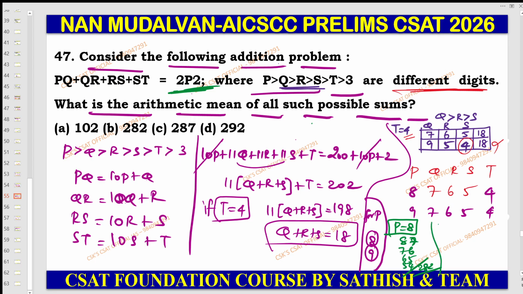Understood? 2P2 format. Then P is equal to 9. Then it becomes 97, 76, 65, 54. Then you will be getting 292. Check here: P is 9, here also 2P2, 292. Yes, possible. Then you have to find the arithmetic mean of all the possible sums. 282 possible, 292 possible. Add up these two: 574. Arithmetic mean means you have to divide by 2: 287. Understood?